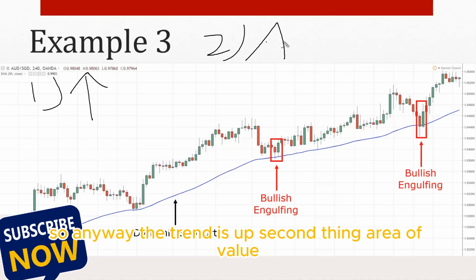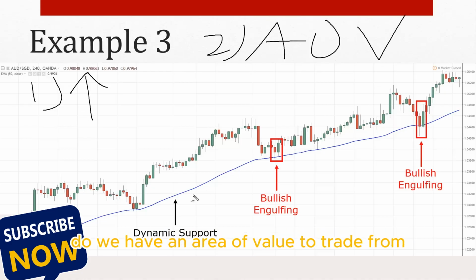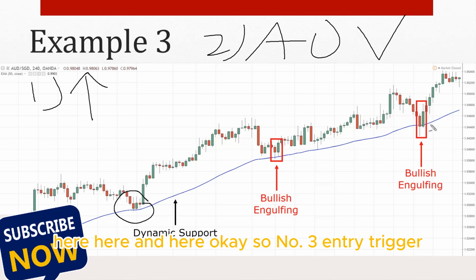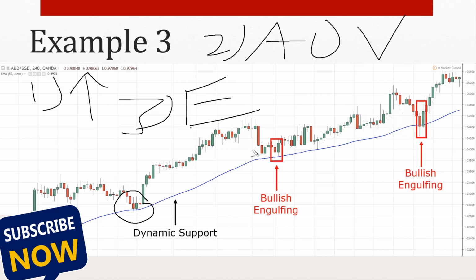Second thing, area of value. Do we have an area of value to trade from? Well, seems like it, right? Because the price has been respecting the 50 MA here, here, here, and here. Okay, so number 3, entry trigger. Do we have an entry trigger? Well, seems like it, right?